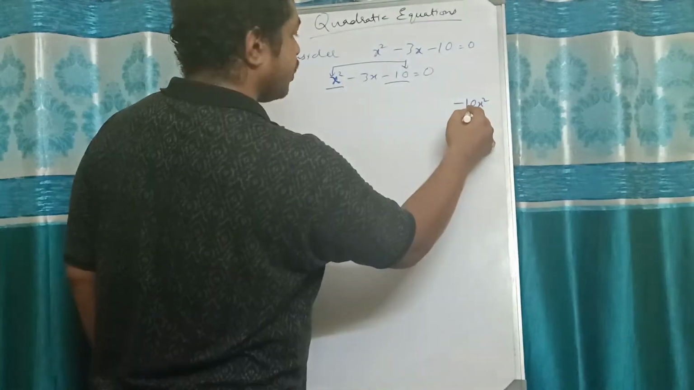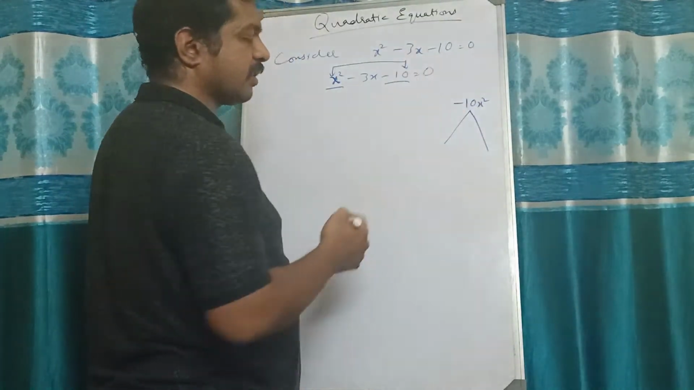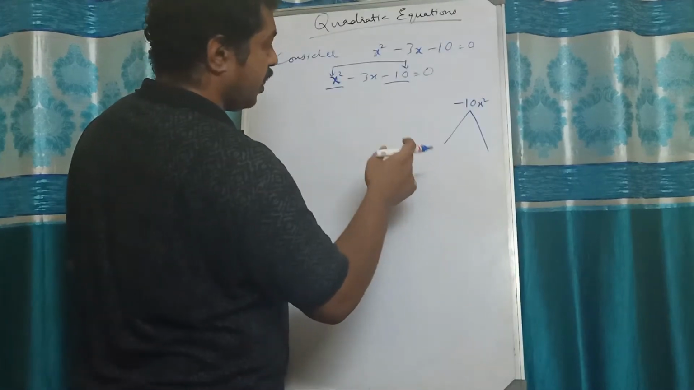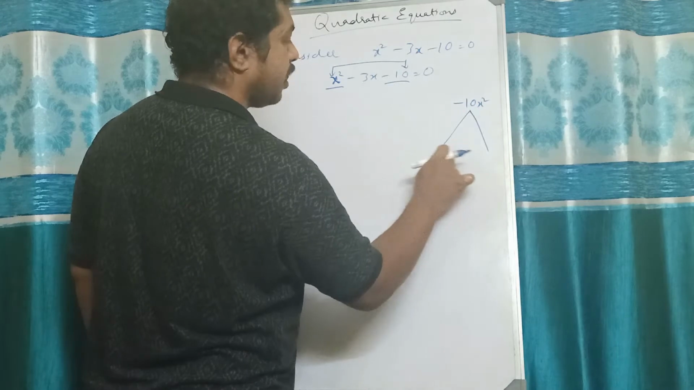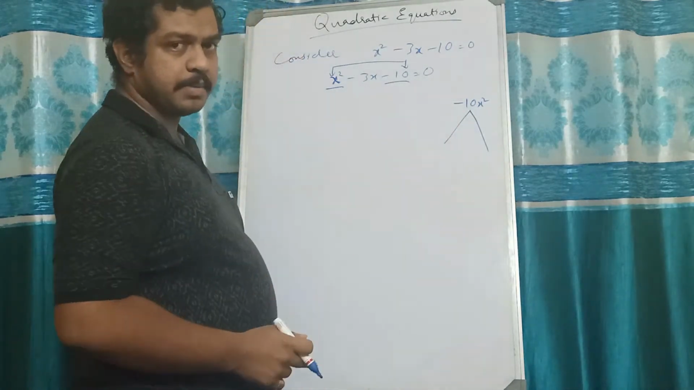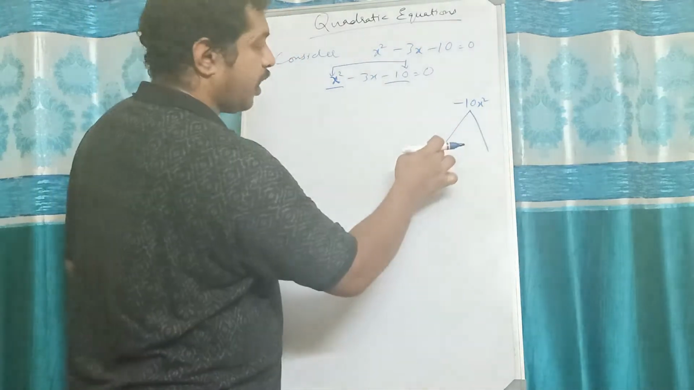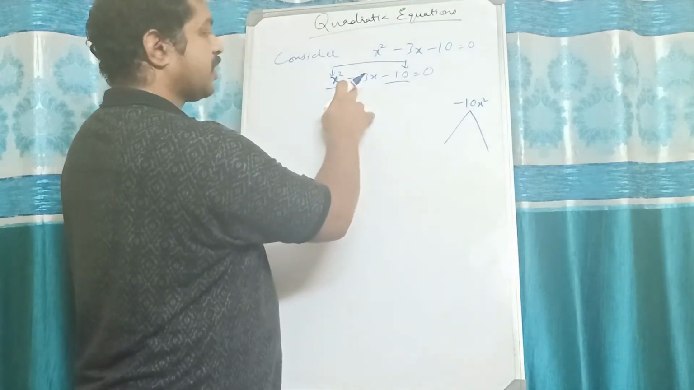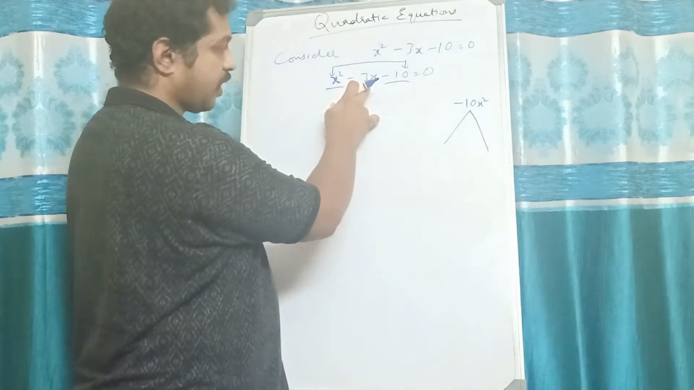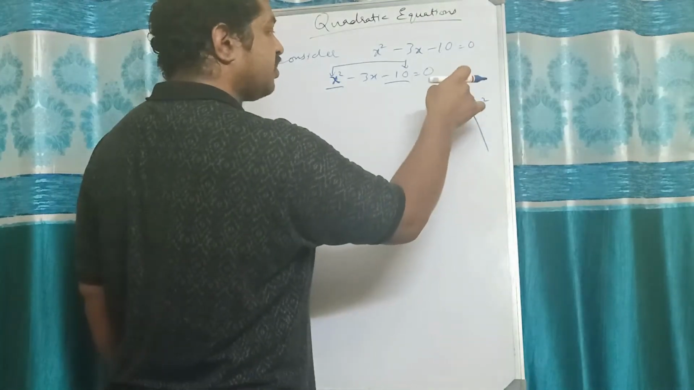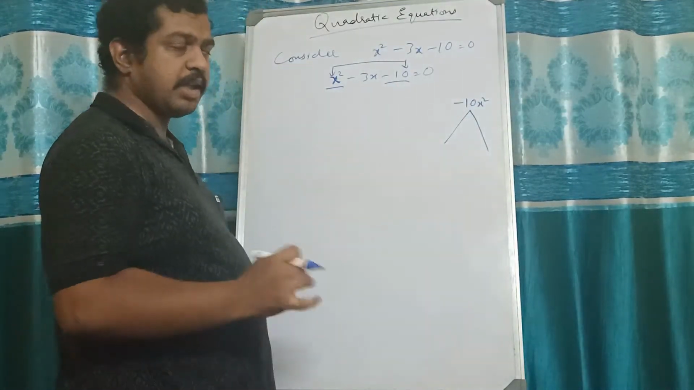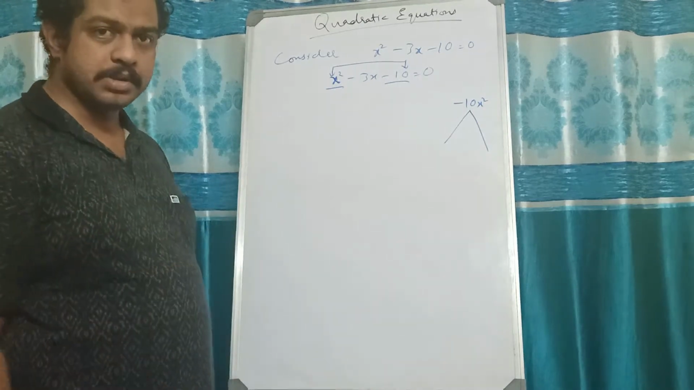And now you just write a tree diagram something like this, okay? Now we have to find two numbers, two equal numbers or two different numbers, such that if you add them, you get the middle term, minus 3x. And if you multiply the same numbers, we need to get minus 10x squared. The question is now, what are those numbers?